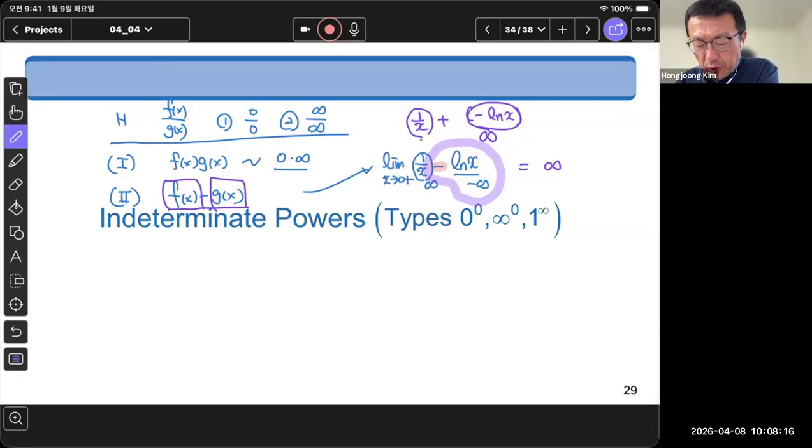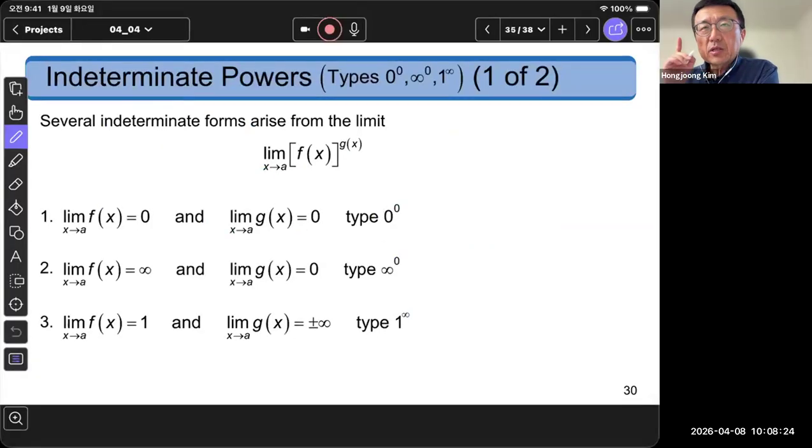And now the third variant we want to consider is the following. Suppose that you have an f of x to the g of x type function. Please note that, as I said, this is not a power function, and this is not an exponential function.